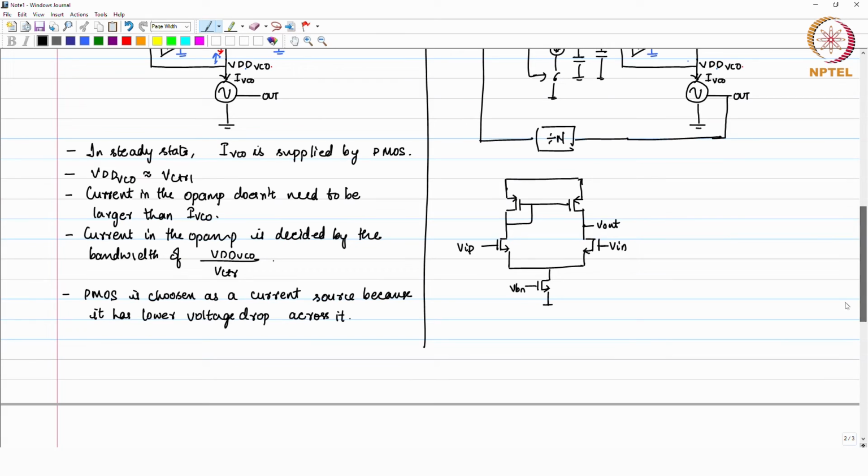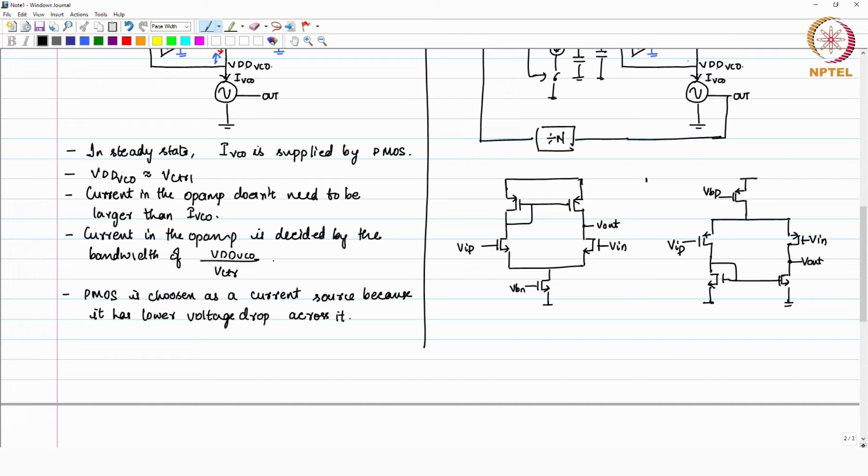Similarly, you have another amplifier where you have Pmos as a current source, biased with VBP, and Pmos as the input pair, and Nmos as a load. So, I can say this is VIP, this is VIN, and this is V out.